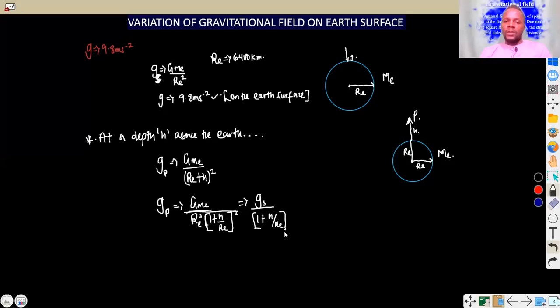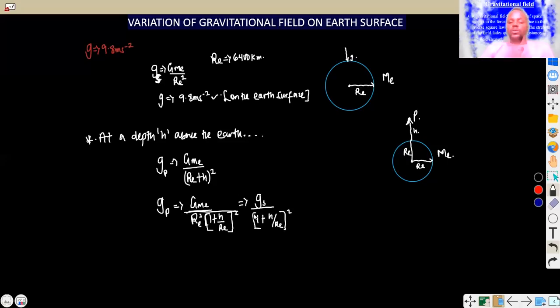So this is the value we use for calculating the value of the gravitational field strength at a point that is above the Earth's surface, but not far away. So please always keep this at the back of your mind, and please don't make a mistake. As you can see, the value is also inversely proportional to the radius.